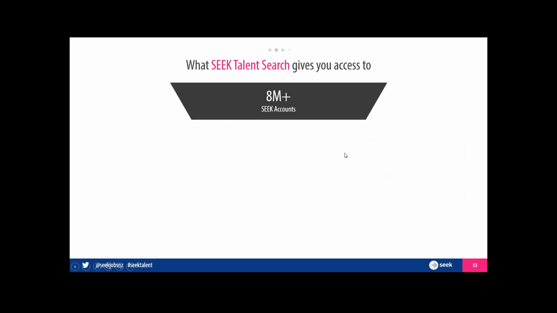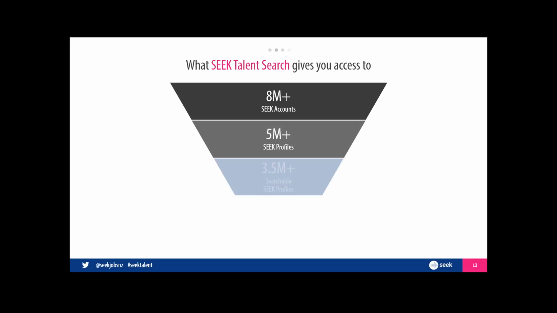There's about 8 million individuals that have an account with Seek. Obviously, they're not all Kiwis, because there aren't 8 million people in New Zealand. So that's 8 million across New Zealand and Australia. Out of that 8 million, 5 million have chosen to set up a profile, because it's not mandatory. You get to choose if you want to have a Seek profile or not. Out of that 5 million, there's more than 3.5 million, up to about 3.6, 3.7 million now, and it goes up about 180,000 every month.